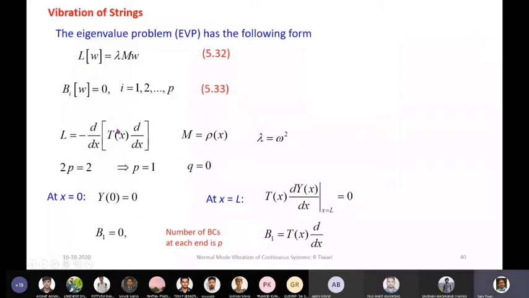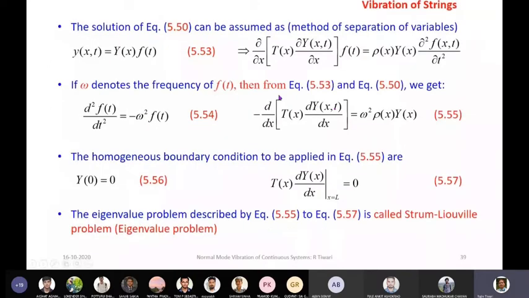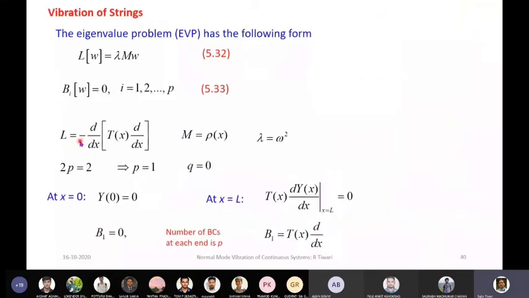where the L operator now will be this. So if we compare with the previous equation, if we take out the Y from here, this is the L operator, and this is the M operator. Lambda is omega square. So this is the L operator including the minus here. M is this, only a function of X, and lambda is omega square.